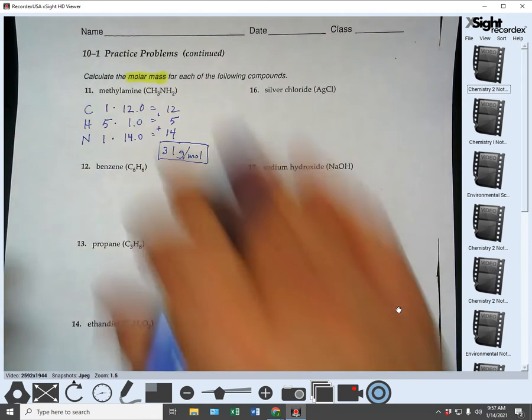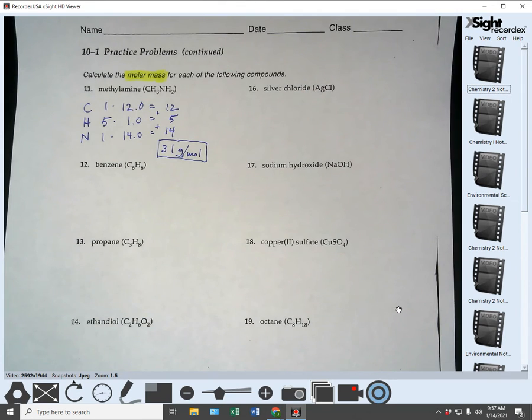And yes, again, I do want to see the work. All right? That's all there is to it. If you got questions as normal, let me know. Otherwise, good luck.